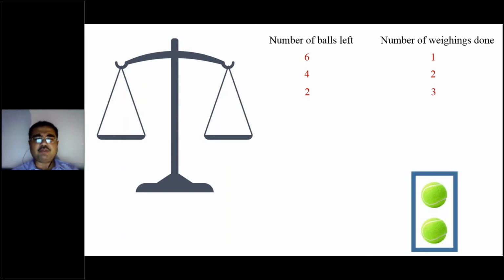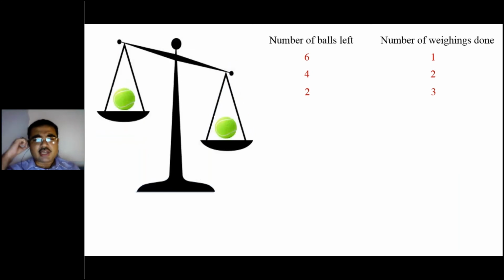What will happen if I put it into the weighing machine? Definitely one of these balls will be heavier, because it is given that one of these 8 balls is heavier. So if I put it into the weighing machine, this time it will show, yes, one of the balls is heavier. Which one is it? This one it is. Definitely this ball is heavier.